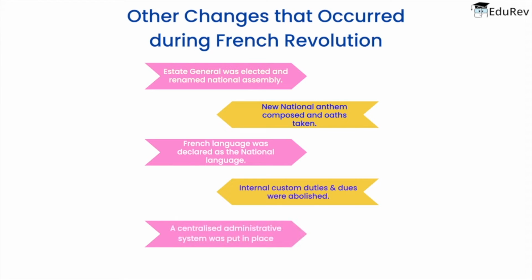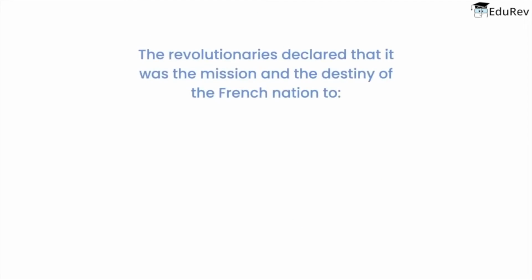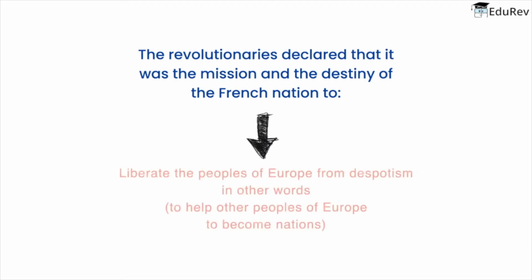Regional dialects were discouraged, and French, as it was spoken and written in Paris, became the common language of the nation. The revolutionaries further declared that it was the mission and the destiny of the French nation to liberate the people of Europe from despotism. In other words, to help other peoples of Europe to become nations.